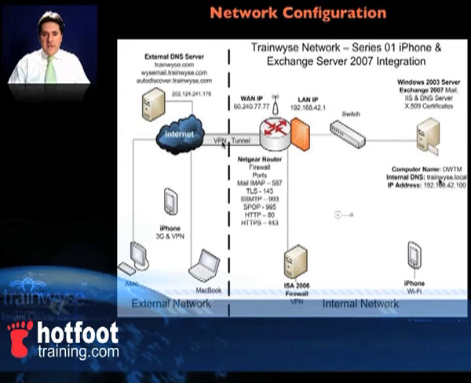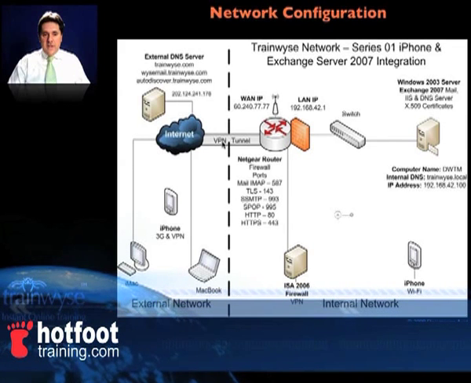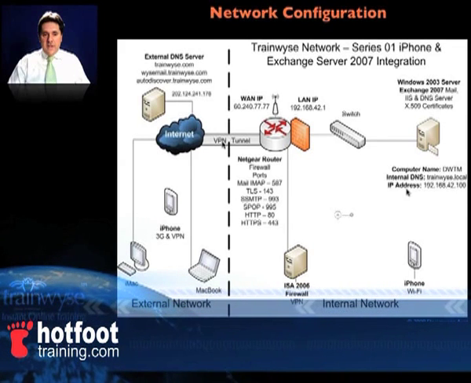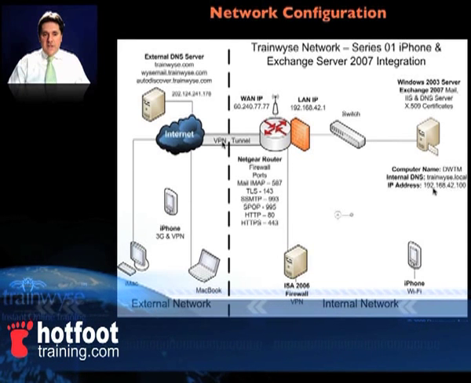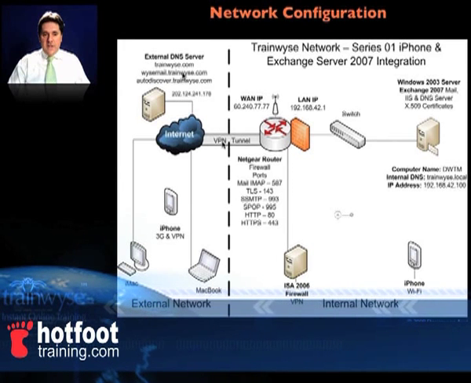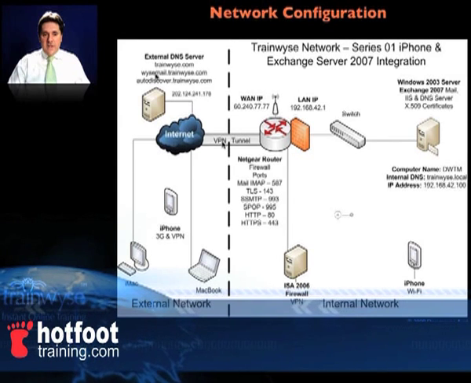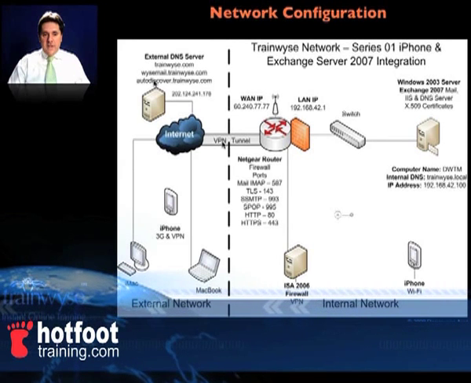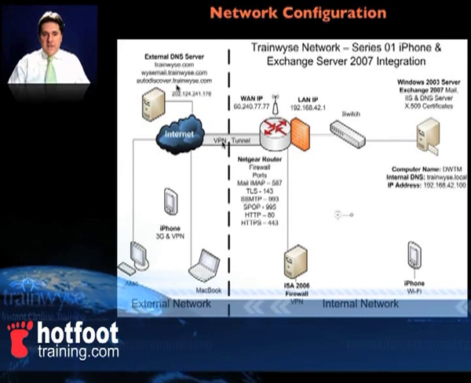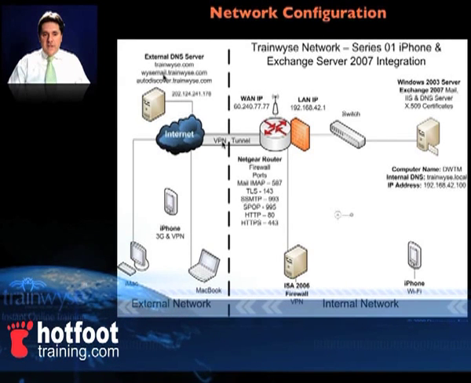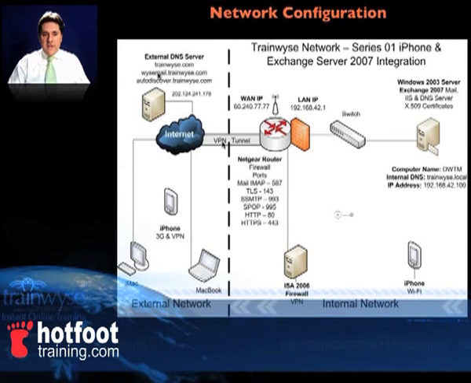Our internal DNS is trainwise.local. You could use .com if you wanted to. We use .local. Our IP address is 192.168.42.100. Now over here on the external DNS, this is our external DNS hosting trainwise.com. Our MX records are wisemail.trainwise.com and autodiscover.trainwise.com. And our A record is wisemail. So that's our A record there.